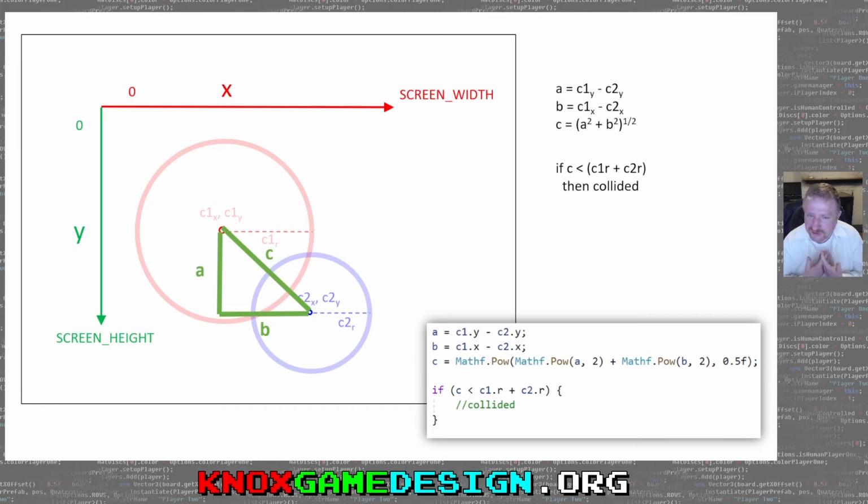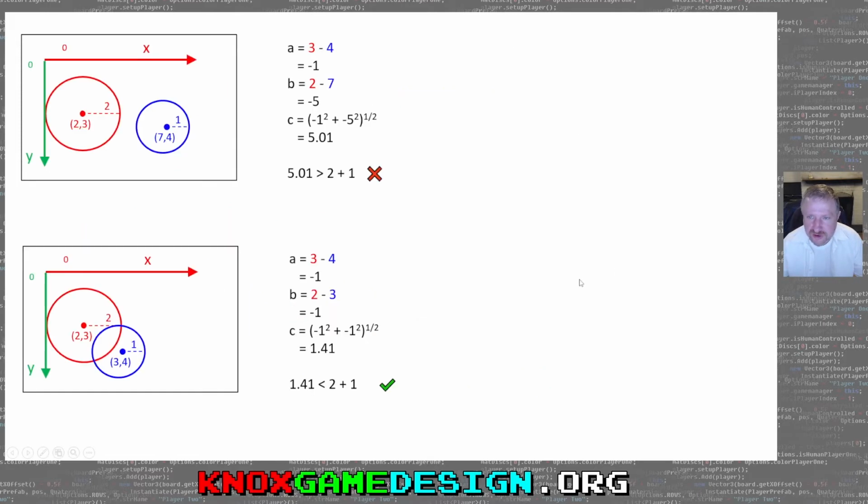So if the distance between those two center points is less than the sum of the two radius values, then they do collide. So here's an example in C# down here. We're using Mathf.Pow, adding the two squares, then taking the square root. I just went ahead and used power to the 0.5f, got the C value, and check to see if that's less than the sum of the two radius values.